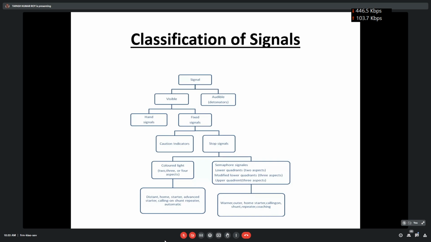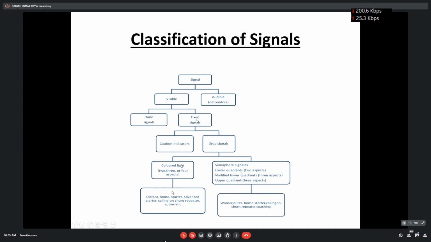Now the classification of signal. The signal is divided into various categories that I have shown here. First of all, signals are divided into two categories: visible and audible signals. Visible signals are again divided into hand signals and fixed signals. Fixed signals are divided again into caution indicator and stop signal. Stop signals are divided into two types: colored light signals and semaphore signals. Colored light signals have 2, 3, 4 aspects. In case of semaphore signals, usually there are 3 aspects: lower quadrant 2 aspect or 3 aspect, modified lower quadrant 3 aspect, upper quadrant 3 aspect.